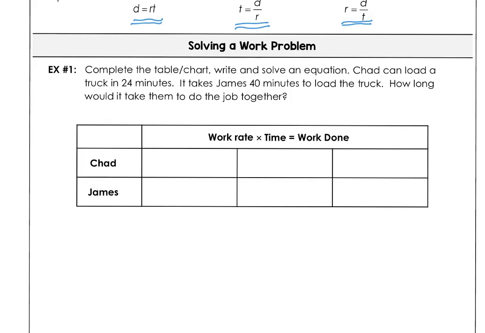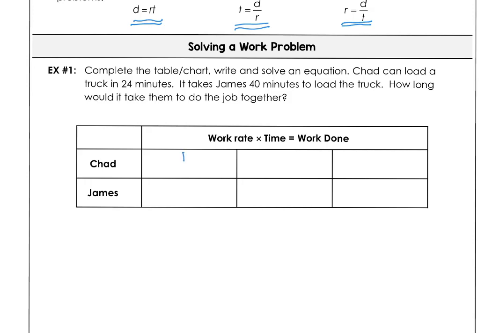We want to complete the table here. Chad can load a truck in 24 minutes. So he does 1/24 of the job in a minute. His time is T. So if we multiply work rate, this is our work rate here, times the time, we get his work done, T over 24. James takes 40 minutes to load the truck, so he does 1/40th of the job in a minute. This is his time, so time over 40 is the work done by him.